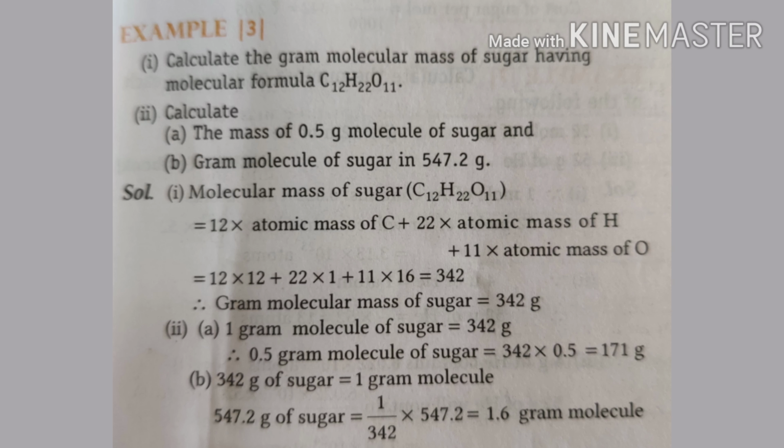Now we'll do some examples to calculate the molecular mass. Calculate the gram molecular mass of sugar having molecular formula C12H22O11. Clear? So you can find out the 12 into atomic mass of carbon, that is 12. Mass of hydrogen will be 22, and the mass of oxygen will be 11 into 16 gram. So the molecular mass will come 342 gram, that is the gram molecular mass.